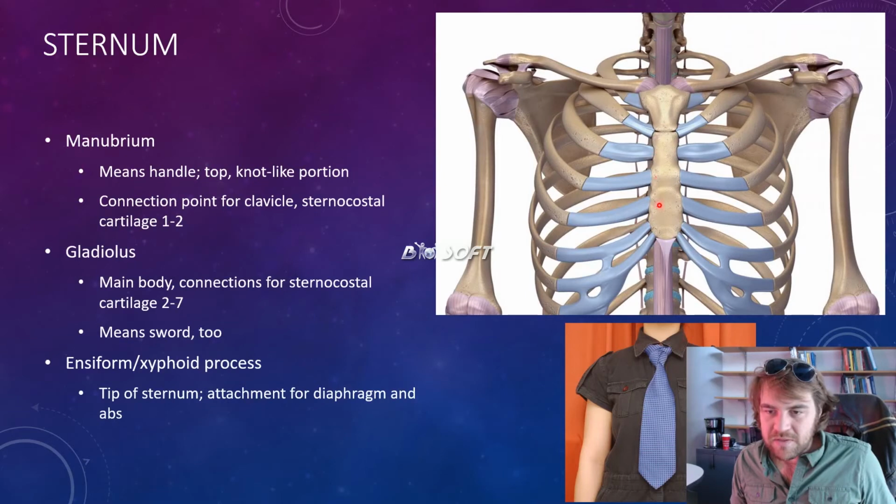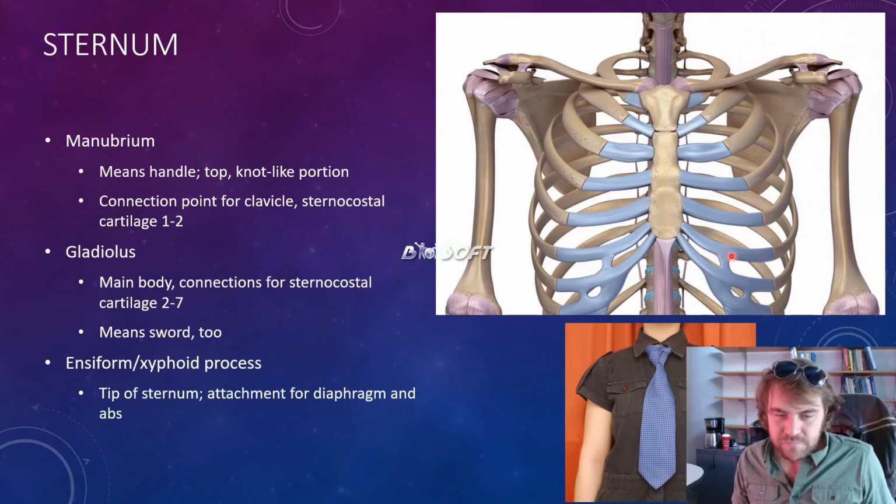Anyway, this gladiolus here, like it says, it connects ribs 2, right here, which again connects to the manubrium as well, through 7. 2, 3, 4, 5, 6, and 7 come up and connect to the end of the gladiolus. So 2 through 7 are going to connect to the gladiolus. 1 and 2 are going to connect to the manubrium.